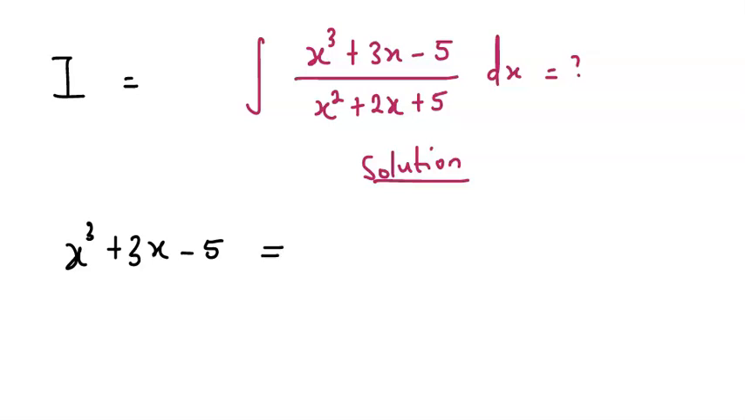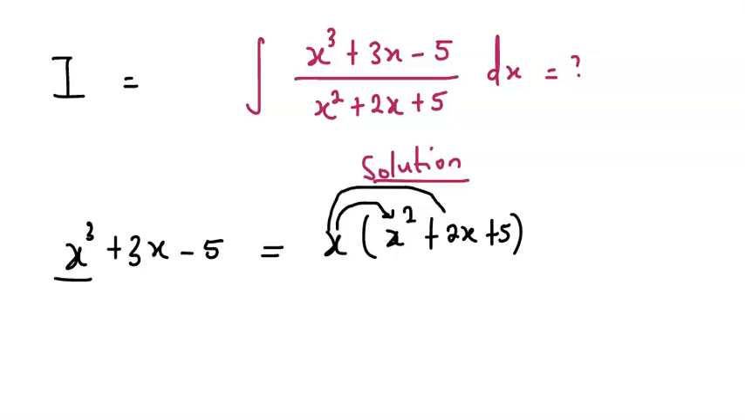So this can be rewritten as x multiplied by the denominator, so we get x times (x squared plus 2x plus 5). But this equation is not yet balanced, right? If you distribute x times x squared, that gives us x cubed, and we have x cubed over here. Then x times 2x gives us 2x squared. We don't have 2x squared on the left hand side, so we're going to subtract 2x squared here.